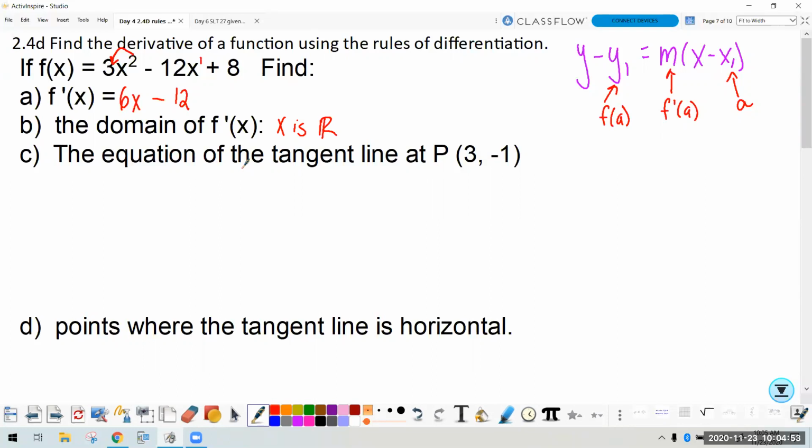For the equation of the tangent line, I'm given my x1 and my y1. So 2 out of 3 parts I'm already done. The only thing we're missing is the slope. But slope is derivative at a point. So if I take my 3 and plug it into my derivative, I get the slope of the tangent line. And I'm using 3 because that's the value they're giving me here. So I can also think of this as a and f of a.